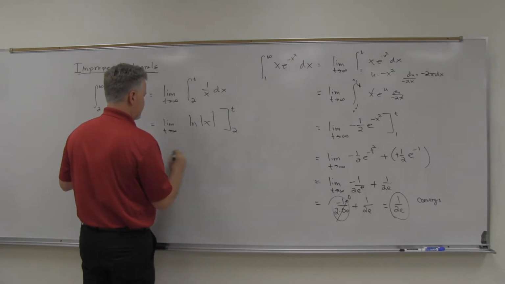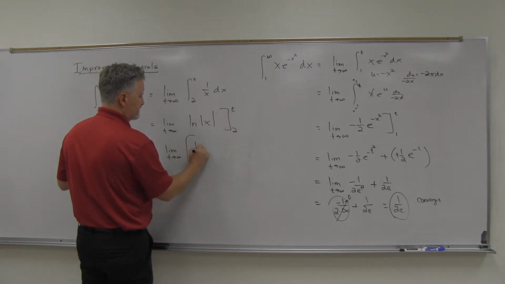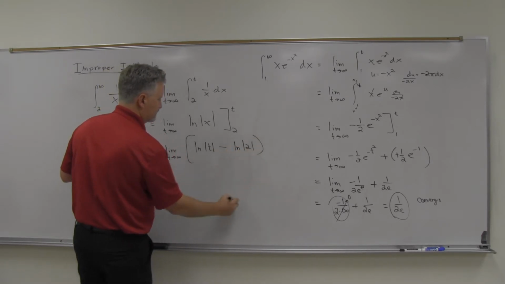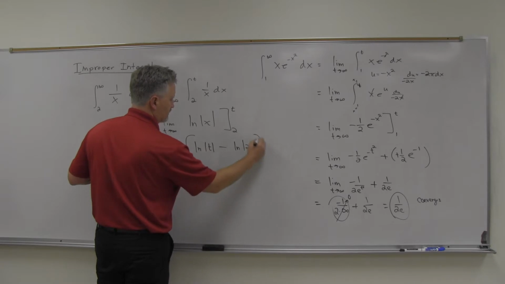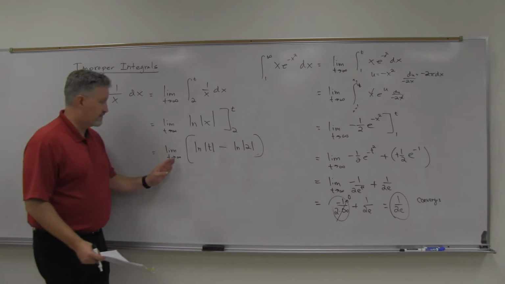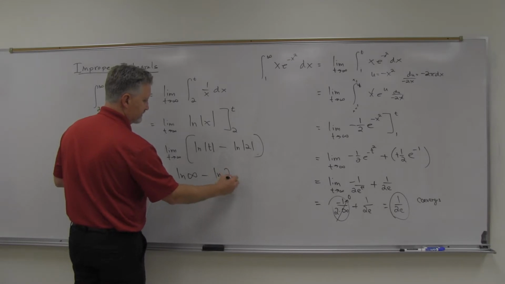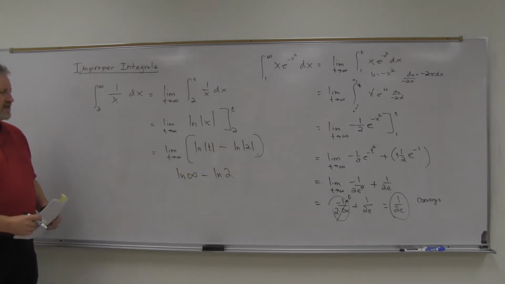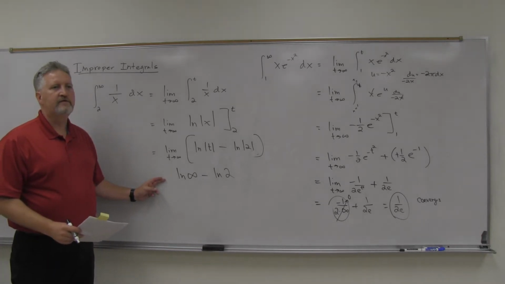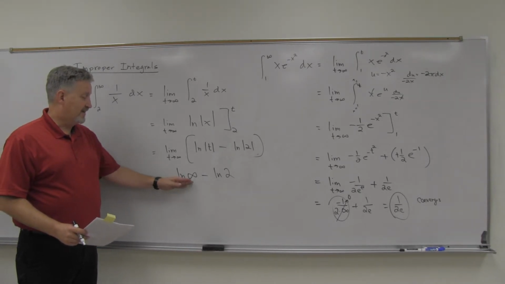Now we're going 2 to t. So it'll be the limit as t goes to infinity. Plug in t, so it'll be ln of absolute value of t minus the ln of absolute value of 2. So we wind up with, t goes to infinity, so this is ln of infinity minus ln of 2. Absolute value of 2 is 2. What you got there? What's the ln of infinity? Infinity. That's infinity, isn't it? Why? You're taking the ln of a larger and larger number.